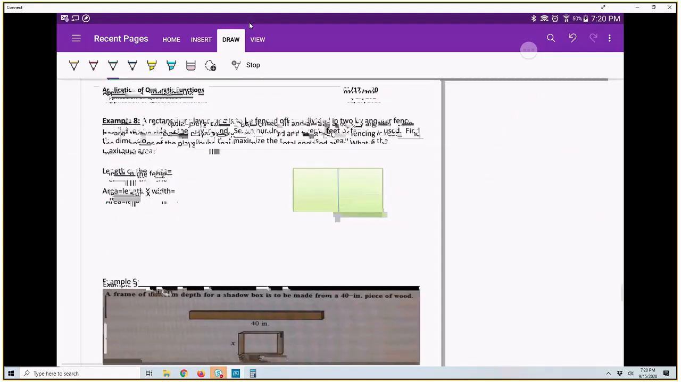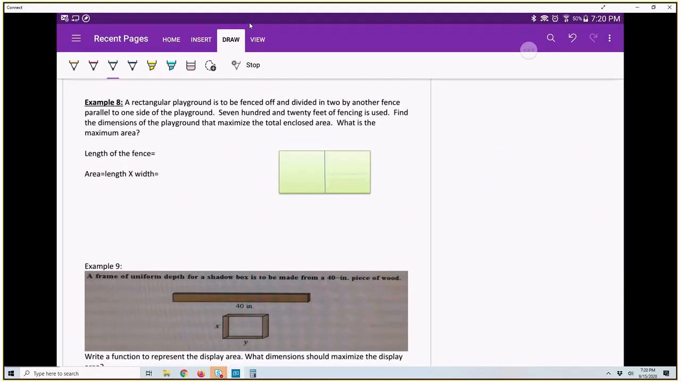Let us do a similar problem. This problem is telling us that a rectangular playground is to be fenced off and divided into two by another fence parallel to one side of the playground. A total of 720 feet of fencing is used. Find the dimensions of the playground to maximize the total enclosed area. What is the maximum area?